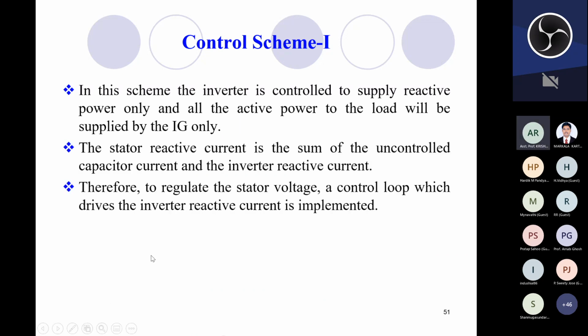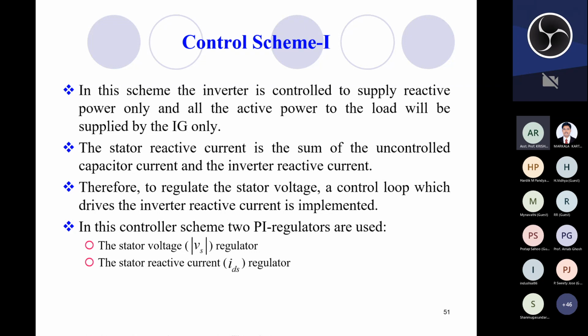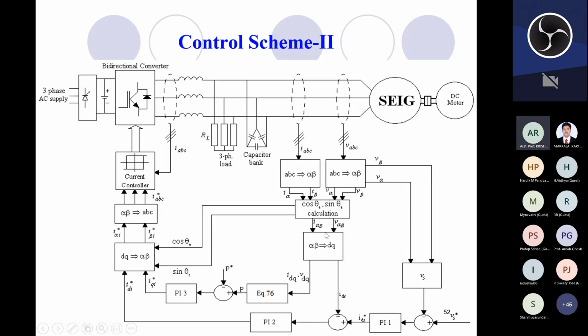So in this way we can stabilize the voltage generated by the self-excited induction generator. So here to regulate the stator voltage, a control loop which drives the inverter reactive current is implemented. So two PI regulators are used. One is to regulate the voltage, and the second one is to regulate the reactive current IDS. Another control scheme can also be tried. Here the reference IQI as well as IDI. So in this scheme, this bidirectional converter can be controlled using both the active component of current as well as reactive component of current.